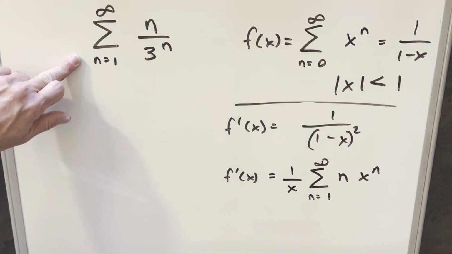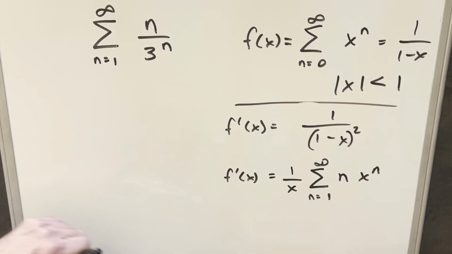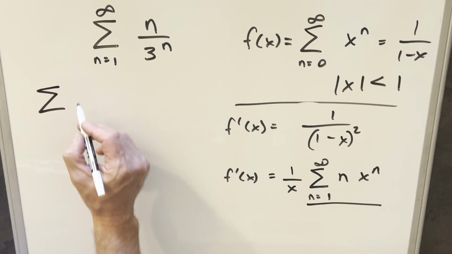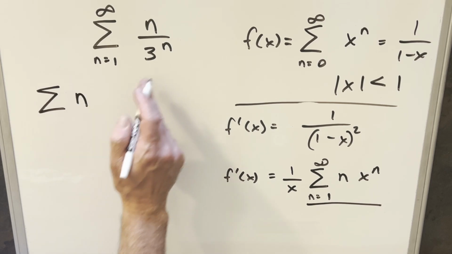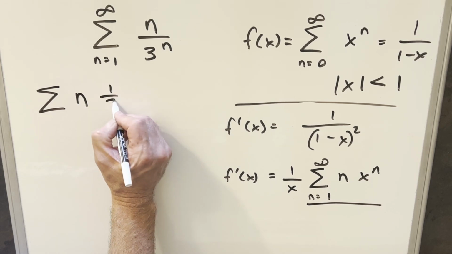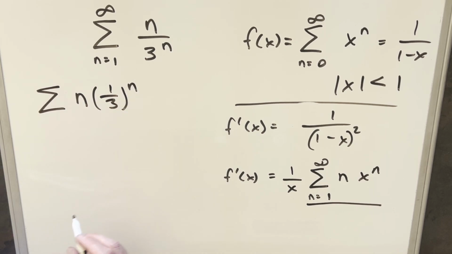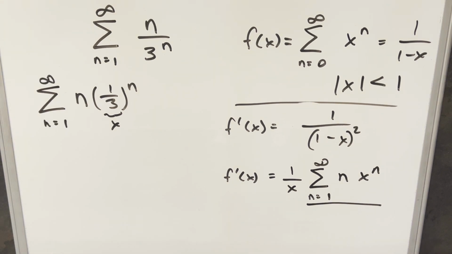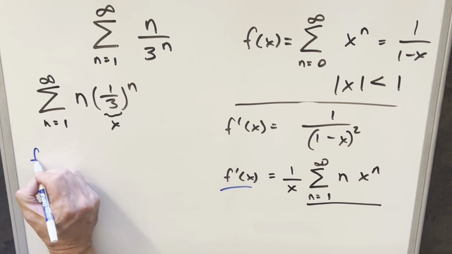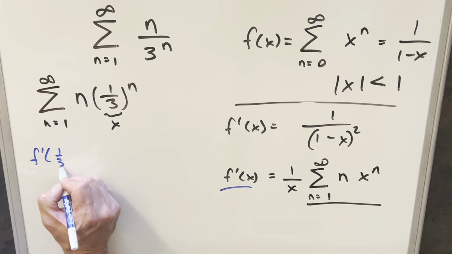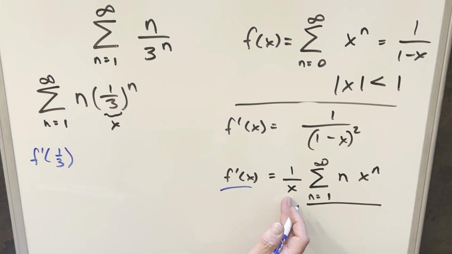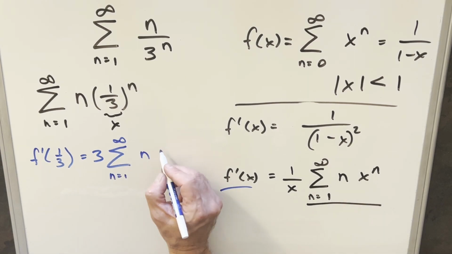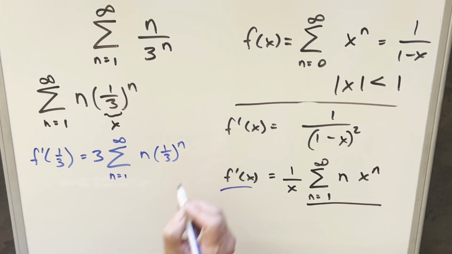Now, coming back to our original problem, I'm trying to equate it to what we have right here. Well, let's just rearrange this a little bit. I can write n in front. For 1 over 3 to the n, I can write this as (1/3) to the n. And now we have it set up like this, where this is our x value right here. So then what we can do is look at what happens if we have f prime of 1/3. Plug 1/3 in here, that's going to become a 3 in front. Then we have our sum. This is going to become n times (1/3) to the n.